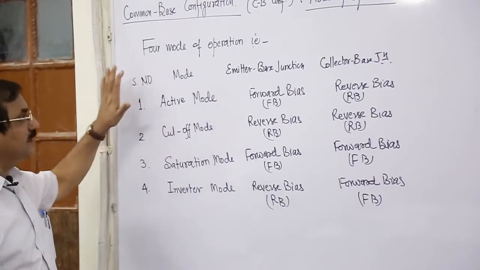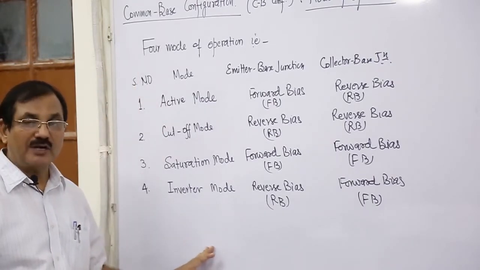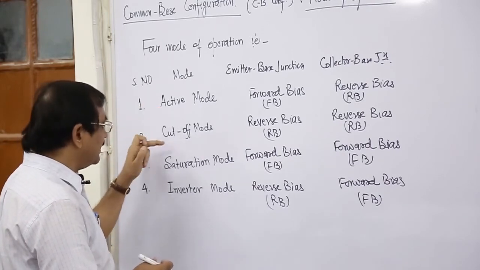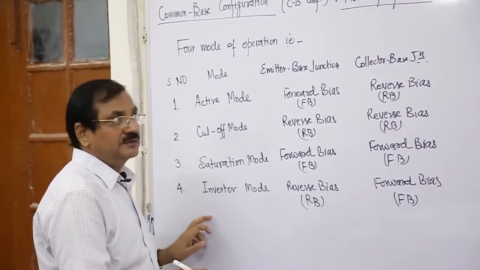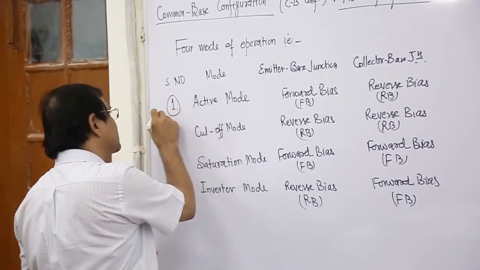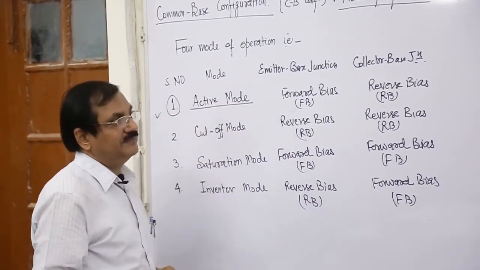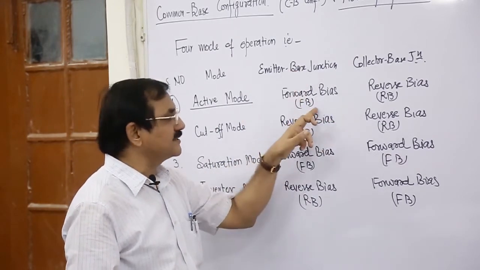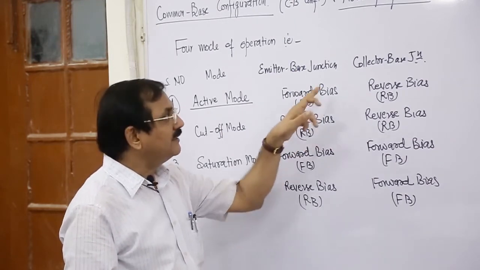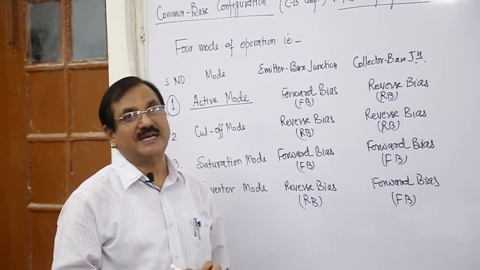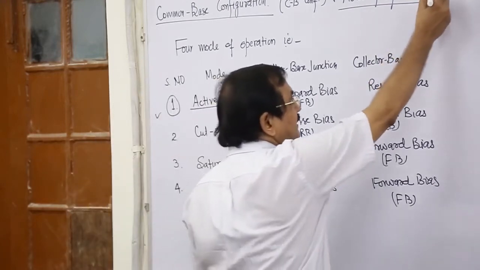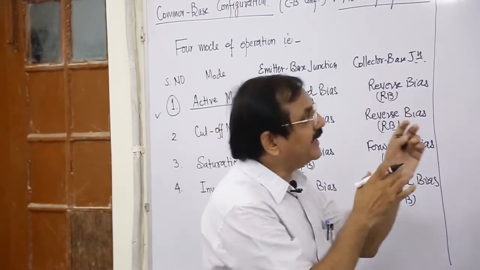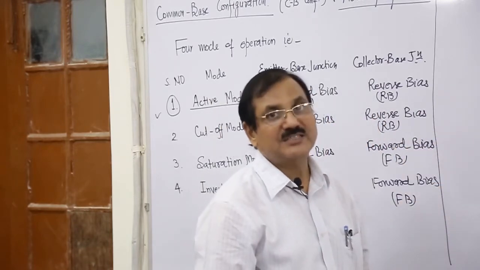So this one is the complete picture of the modes of operation. So we have four modes: active, cutoff, saturation and inverter mode. Let us discuss the first, that is active mode. In this active mode, the emitter base junction is forward bias and the collector base junction is reverse bias. Let this biasing be operated on the common base configuration.